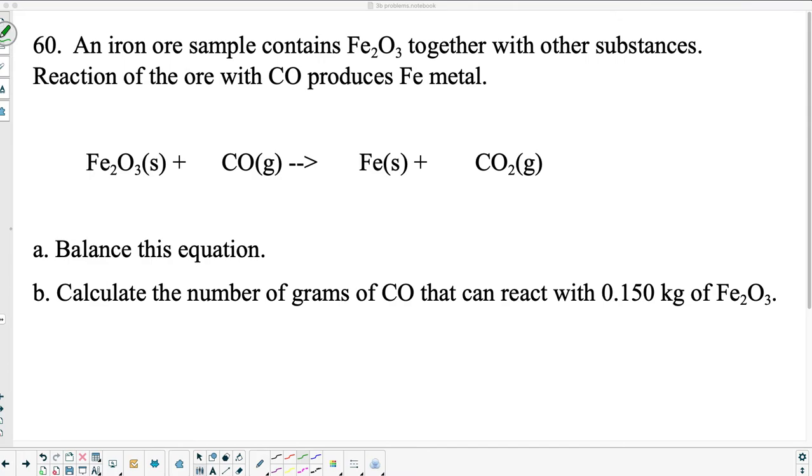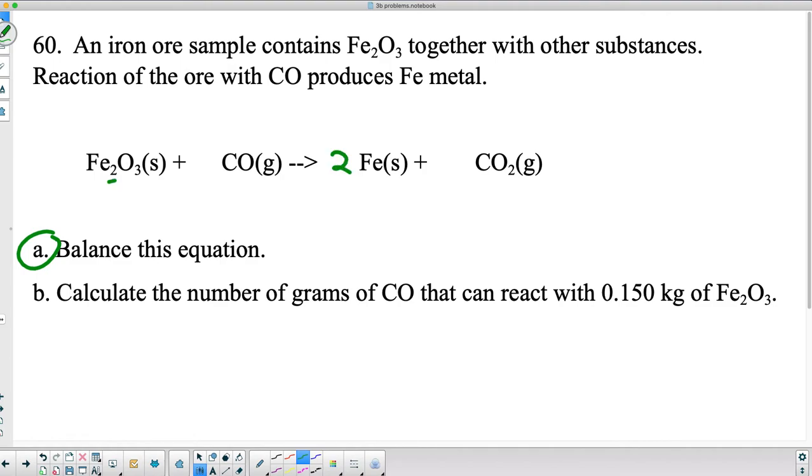An iron ore sample contains Fe2O3 together with other substances. Reaction of the ore with CO produces Fe metal. Okay, so here's our unbalanced equation. Our first step, and you will see there are many times when I ask you to do something like this, you'll be given an equation. Please balance it. That means when I come through here to balance this, I do this, 2 and 2.